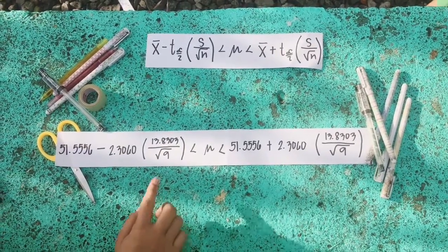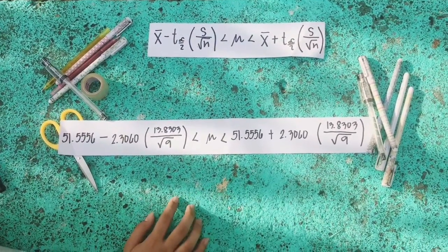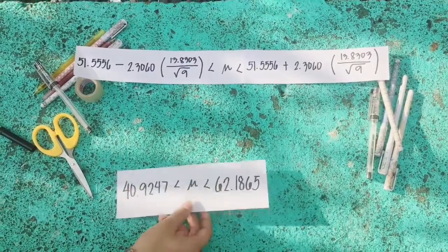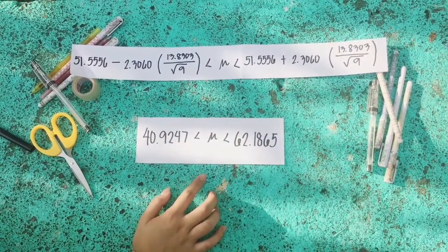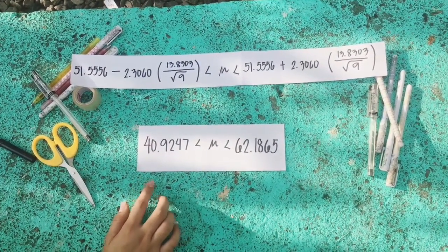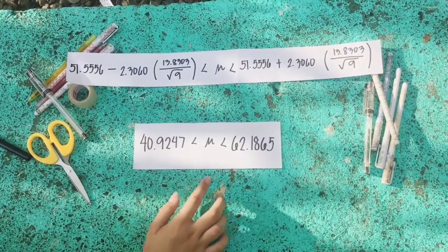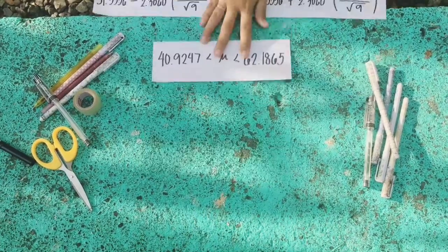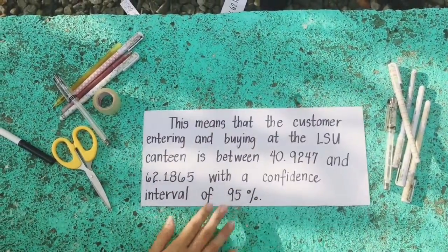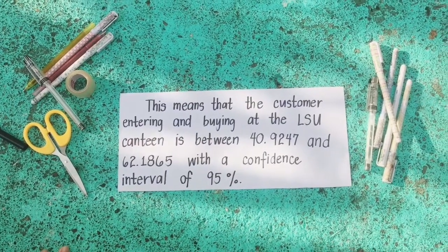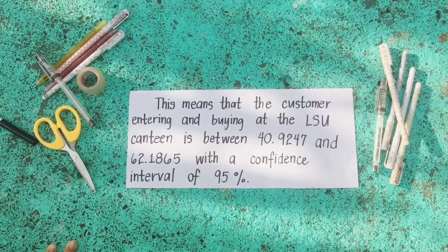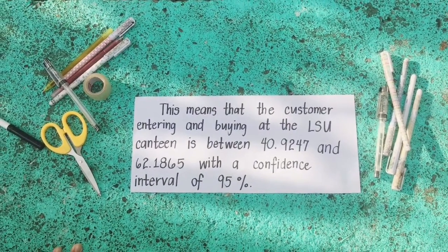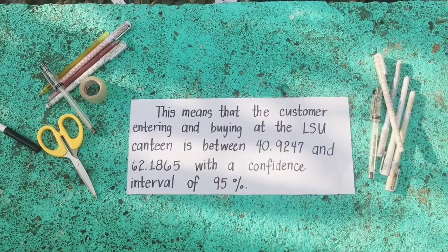Next, we are going to input all of these values in the calculator, starting with this one and then this one. For the final answer, we have the mean, which is greater than 40.9247 but is less than 62.1865. This means that the customer entering and buying at the LSU canteen is between 40.9247 and 62.1865 with a confidence interval of 95%.